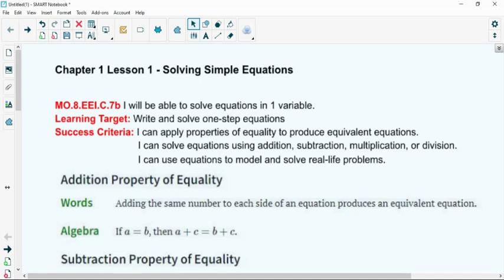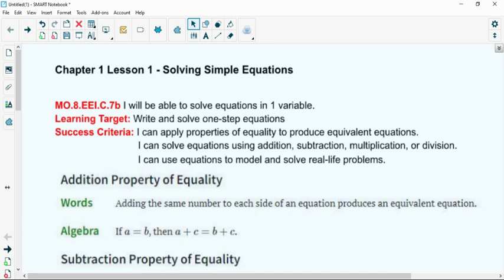For today's video, we have Chapter 1, Lesson 1, Solving Simple Equations. In this unit, one of the main standards we are going to be covering is MO.8.EEI.C.7b. What you need to know is it means that I will be able to solve equations in one variable. Learning target: write and solve one-step equations.